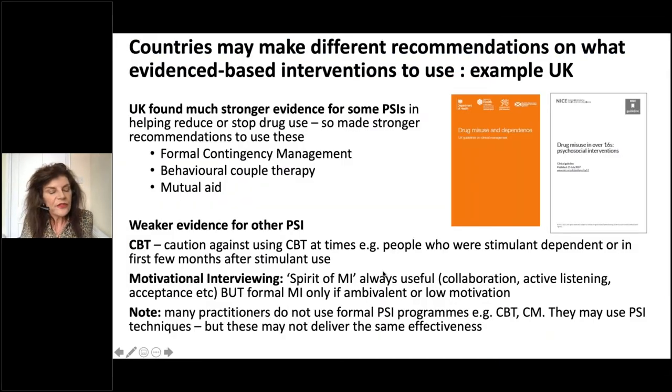Now, in terms of psychosocial interventions, different countries make different recommendations in terms of what evidence-based interventions to use. And I'm going to give you the example from my country here, the UK. When the UK did our clinical guidelines, fondly called the orange guidelines because the cover is orange, we found that there was much stronger evidence for some types of psychosocial interventions in helping reduce and stop drug use than others. Therefore, our guidelines made stronger recommendations to implement and use these interventions. And the three interventions that came out on top were formal contingency management, behavioural couples therapy, and mutual aid. Very interesting.